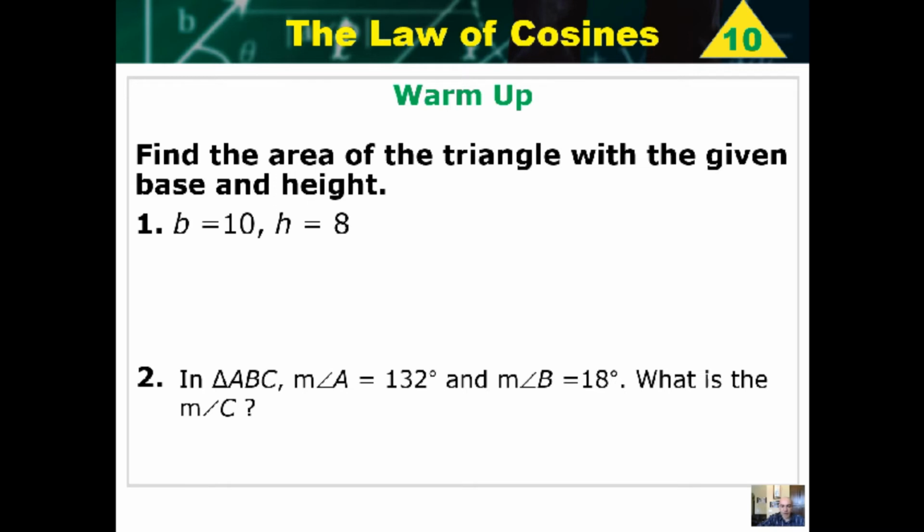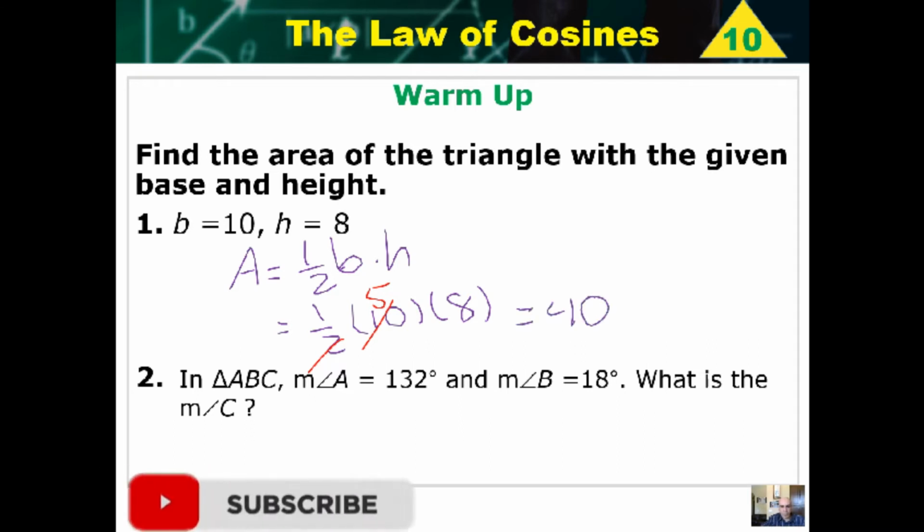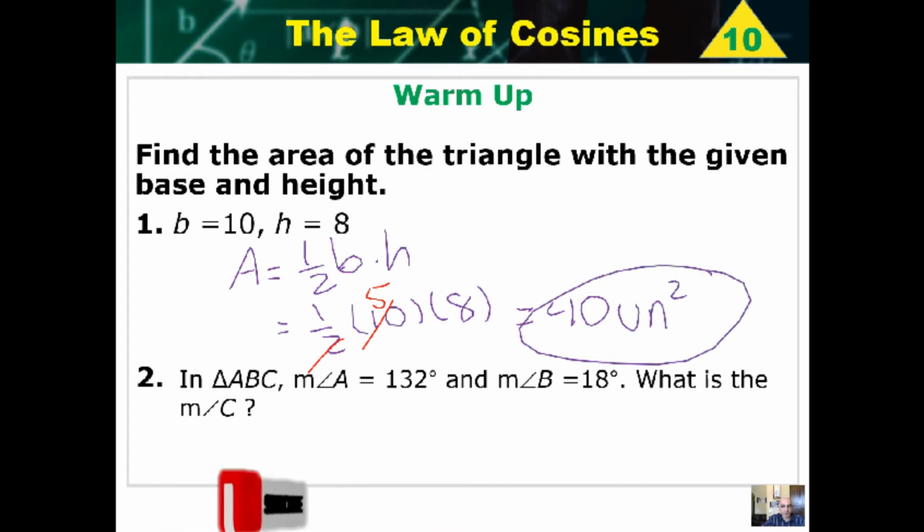But I'm going to get started with it. So I'm going to say I have area is 1/2 base times height. And this is 1/2. My base is 10. My height is 8. I would simplify before I multiply, so the 2 becomes a 5. 5 times 8 is 40. So area for this triangle is 40, which is 40. If there's no unit given, then it's unit squared. Okay, that's for number 1.